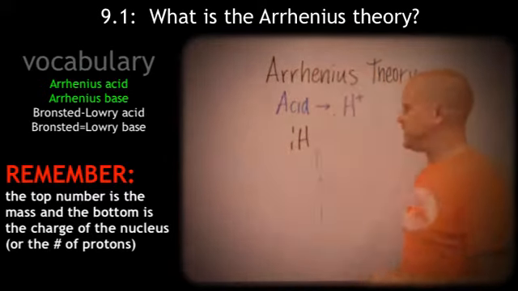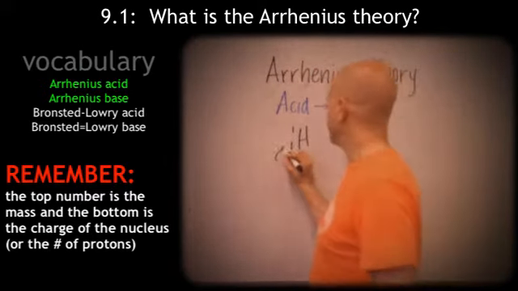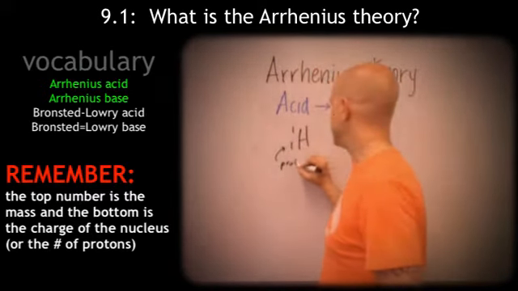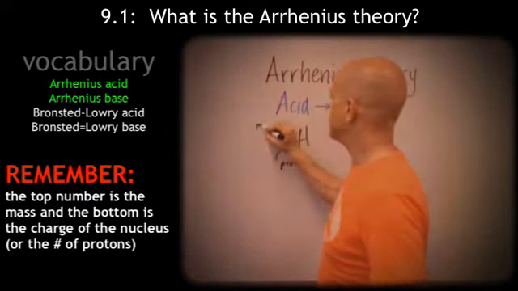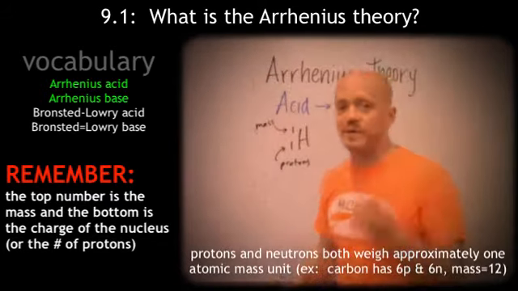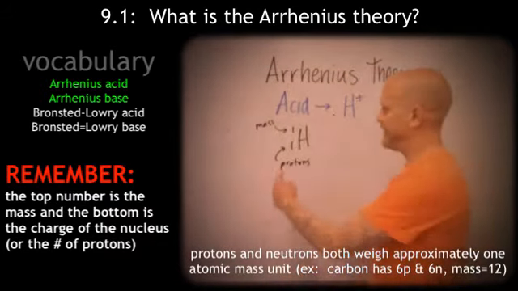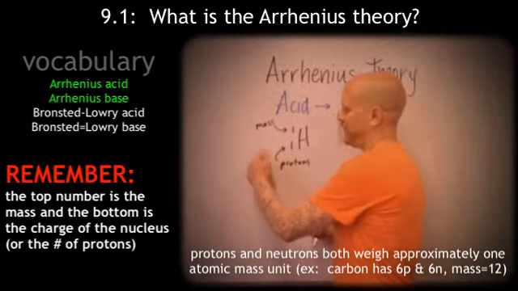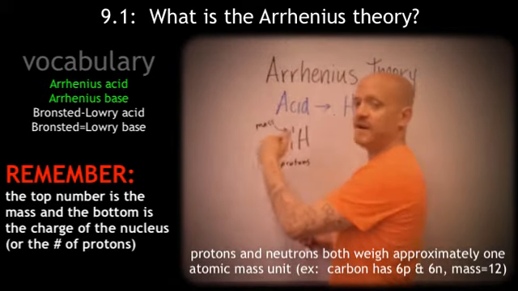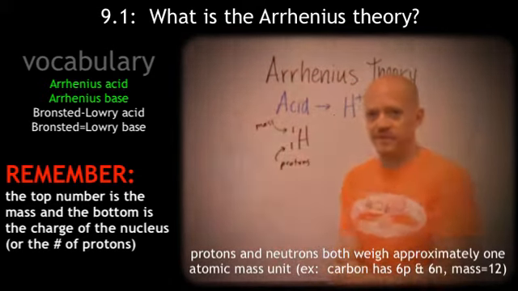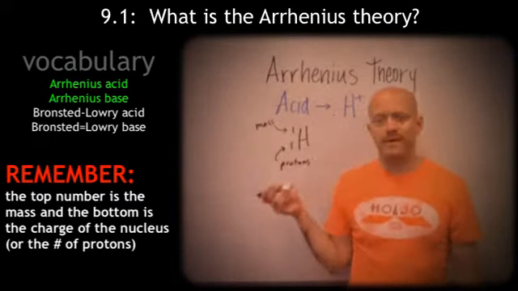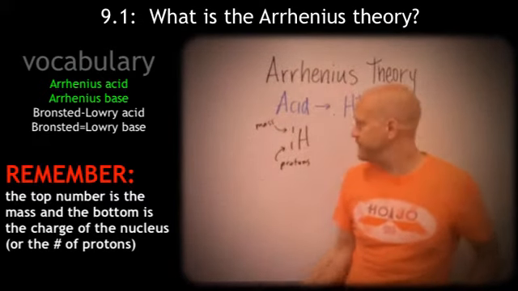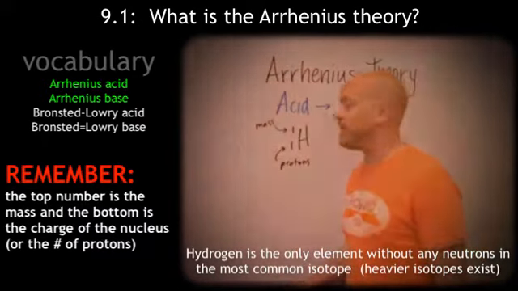This is the notation for it. This number refers to the protons, and this refers to the atomic mass, which is really protons plus neutrons. So if I subtract the protons from the mass, I get the number of neutrons. If you do 1 minus 1, you have 0 neutrons, and hydrogen has no neutrons.